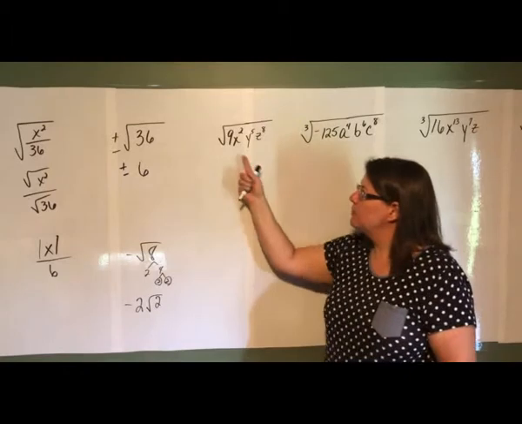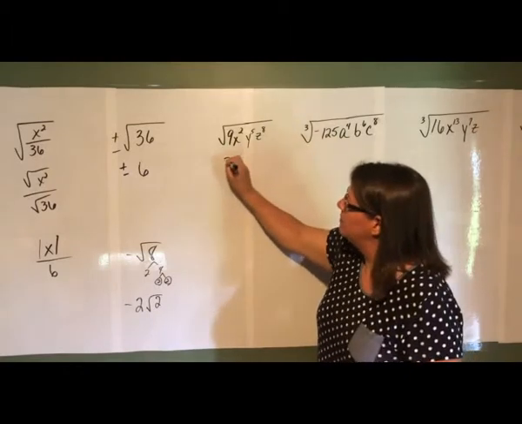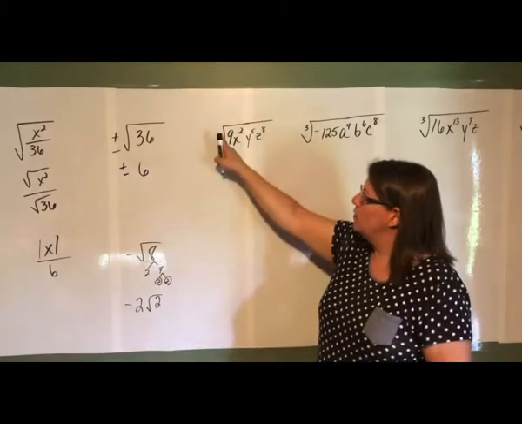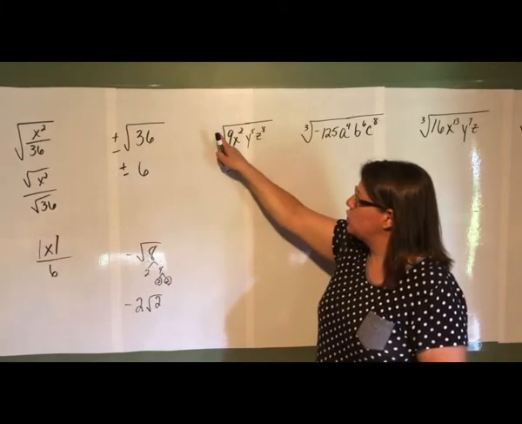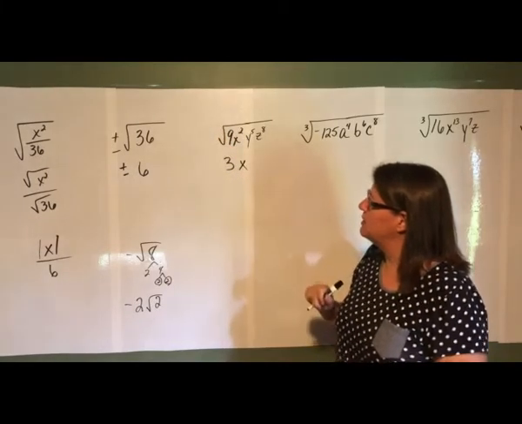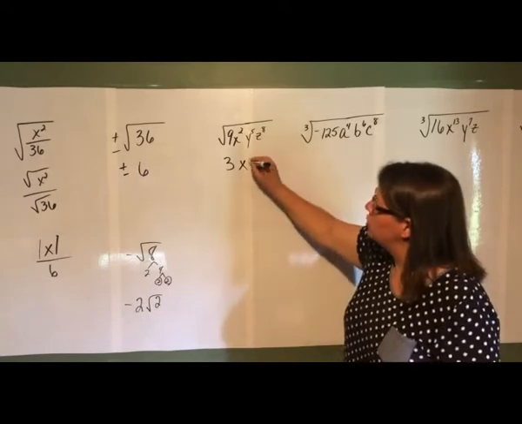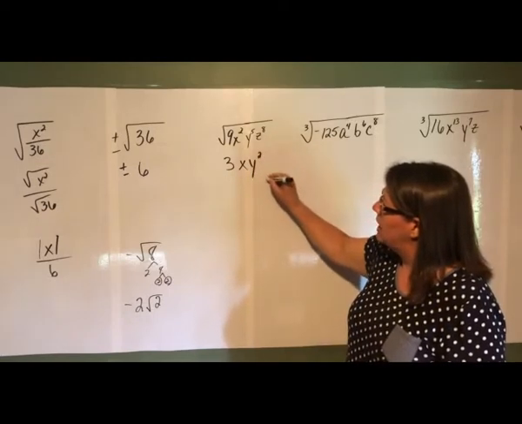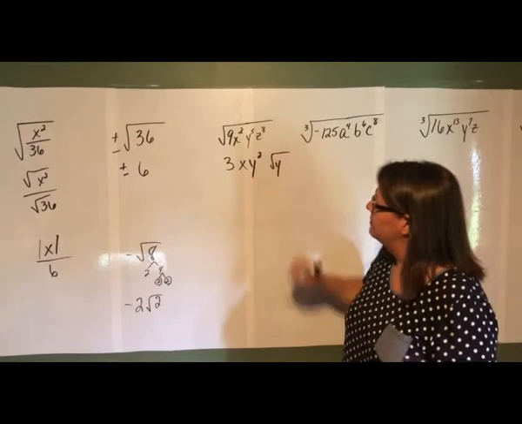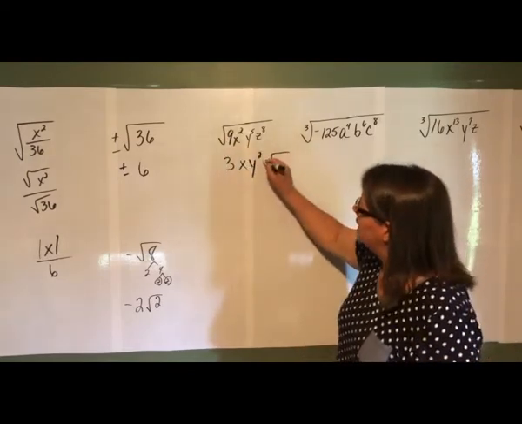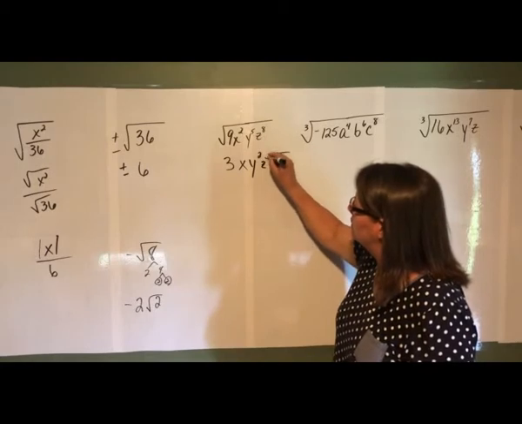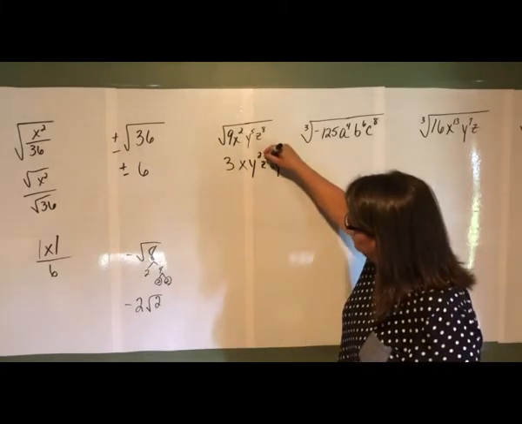For this one, the square root of 9 is 3. The square root of x squared is x. If I take 2 into y to the 5th, I can bring out 2 y's. I still have 1 left inside. And then take the 2 into the 8, I can bring out 4 z's. Whoops, that's supposed to be 4.